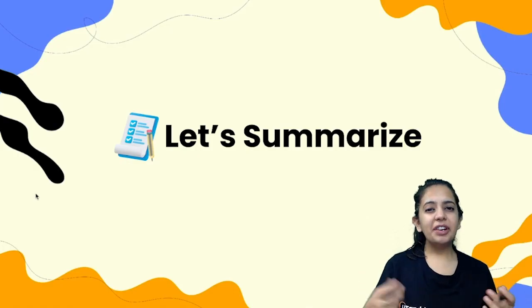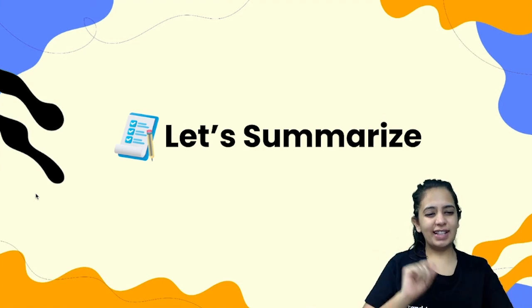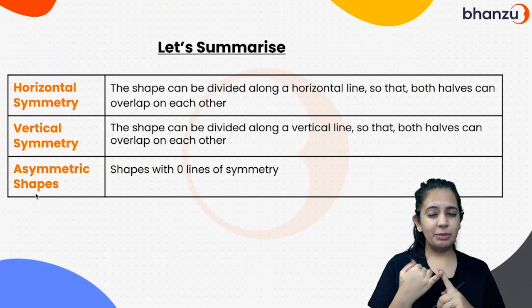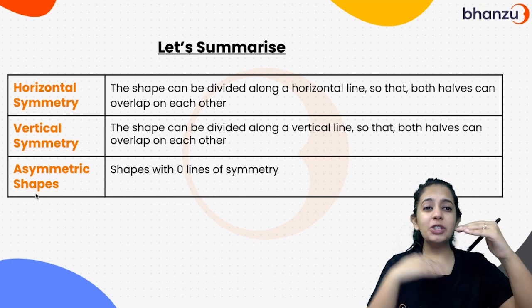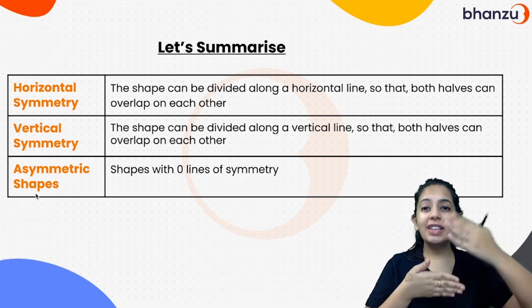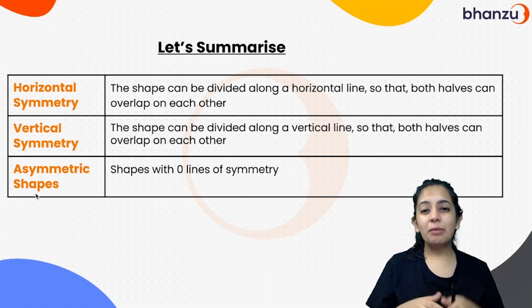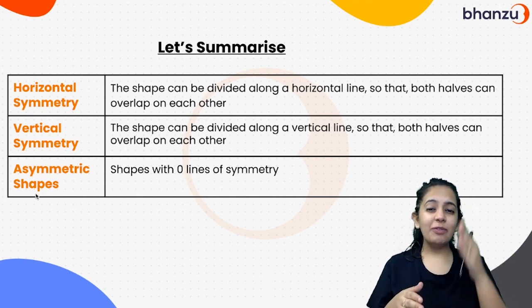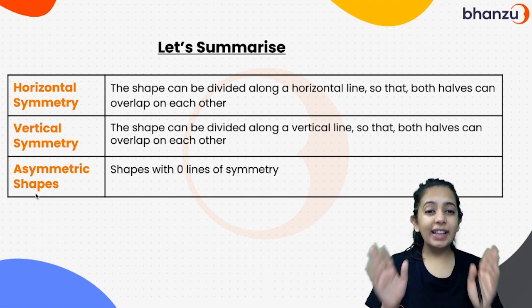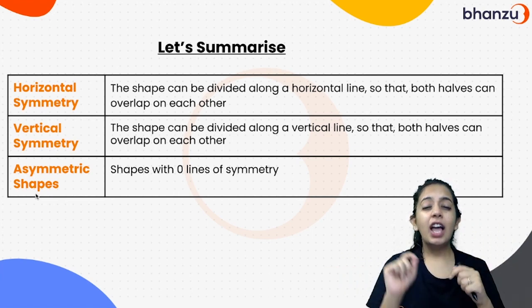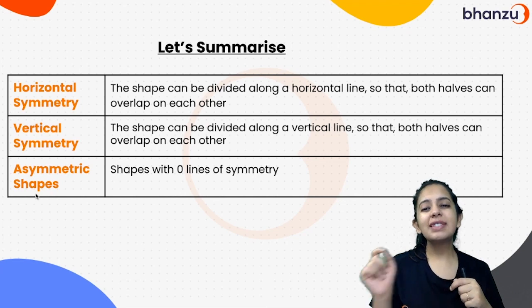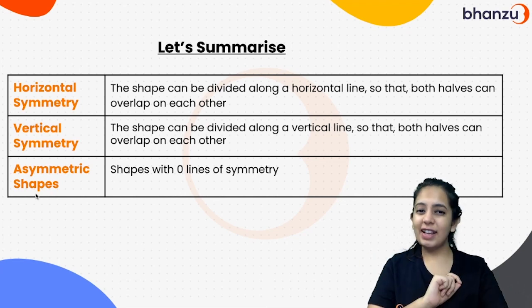Now let's quickly summarize whatever we have learnt in today's class. So we have learnt about horizontal symmetry, the shapes that can be divided along a horizontal line so that the two halves can overlap onto each other exactly. We have also studied about the vertical symmetry, the shape which has been divided along a vertical line so that the two halves can overlap exactly onto each other. And at last we have studied about asymmetric shapes, shapes with zero lines of symmetry.